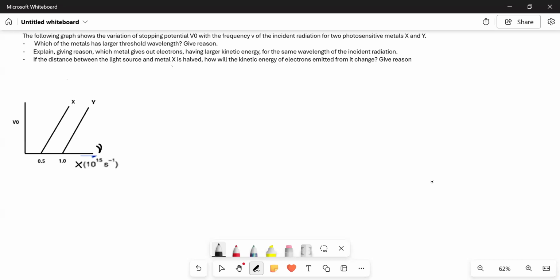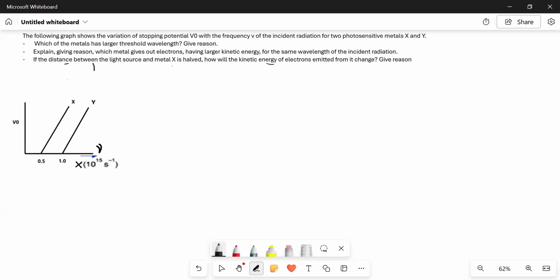And the questions are, which of the metals has larger threshold wavelength? Give reason for it. Second, explain giving reason which metal gives out electrons having larger kinetic energy for the same wavelength of the incident radiation. And thirdly, if the distance between the light source and the metal is halved, how will the kinetic energy of the electrons emitted from it change? Give reason for it. So this is a question from dual nature of radiation matter.